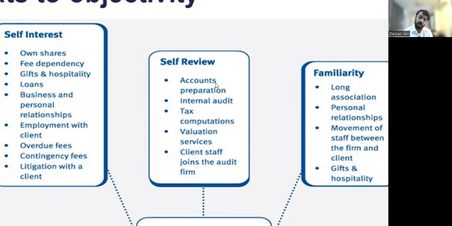Next, litigation with a client. That means what? You have a court case which is pending, and in that court case, the parties are you and that client. Let's say you have filed a case against Atlas Private Limited, or Atlas Private Limited has filed a case against you. Then till the court case is pending, you cannot be the auditor of that company.